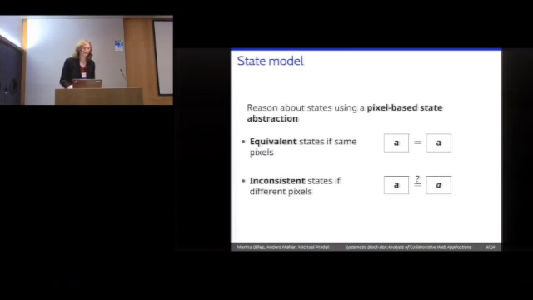And then how do we tell inconsistent states? We again take the screenshots of both of them and then compare the pixels. So in this case, we see one of the A characters is in italic and the other one is not. So that's an inconsistent state because the pixels are different.